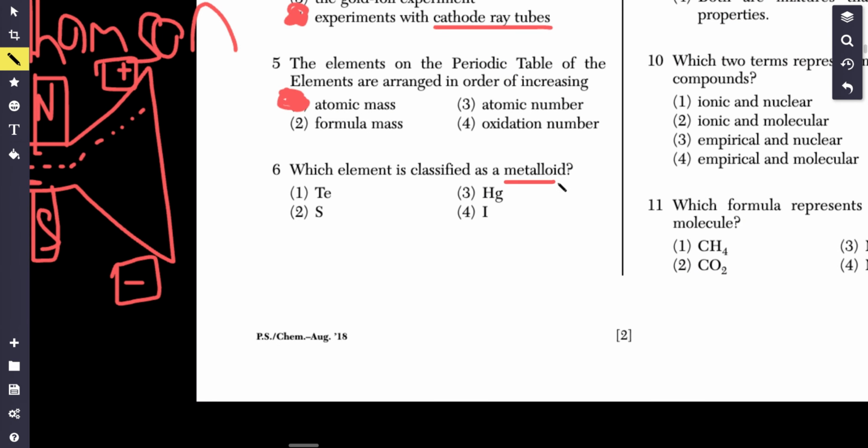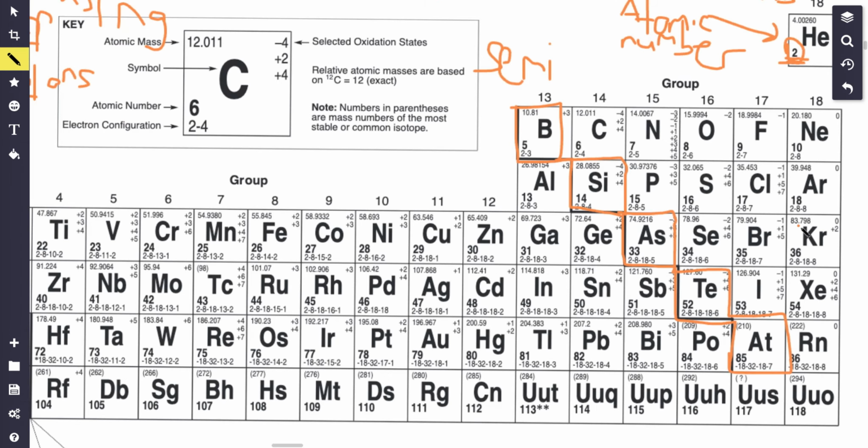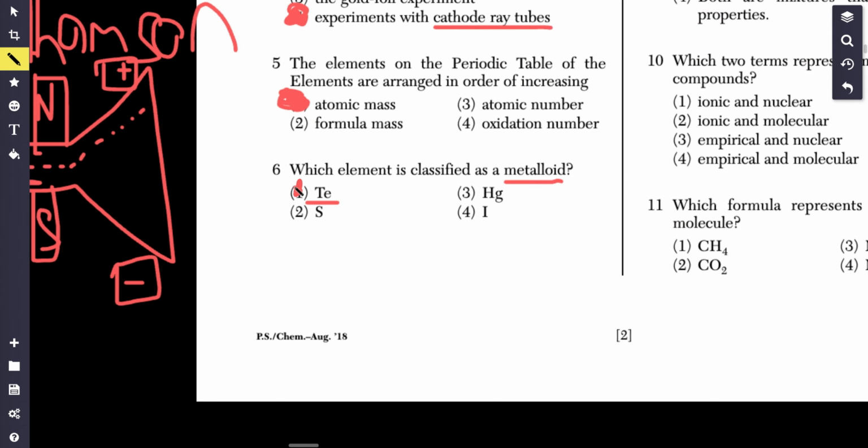So which element is classified as a metalloid? Well, the first one that stands out to me is Te, because if I go back to my stair diagram, Te is highlighted right over here. So I can just highlight Te as my answer.